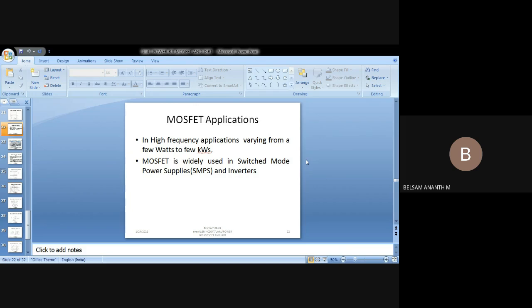MOSFET is normally used in switch mode power supplies and inverters. Most inverters, even in your houses you may have your own inverter. But nowadays, whichever inverter you are using in the house, it is mostly SCR based. Please remember that. Some earlier versions you might have had the MOSFET version.